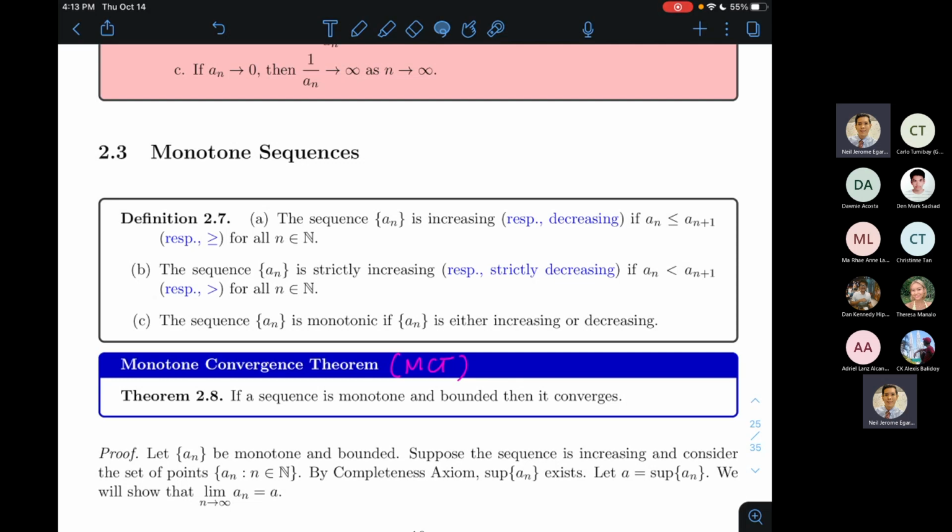Hindi nga lang natin sila pwedeng pagsabayin kasi dapat sa isang axiomatic system, yung axioms dapat ay independent. Okay? So kaya isa lang. At ang pinili natin, I guess, we said na nagsettle na tayo sa LUB property to be our default completeness axiom. But Dedekind's completeness can be proven using the LUB property. Okay?